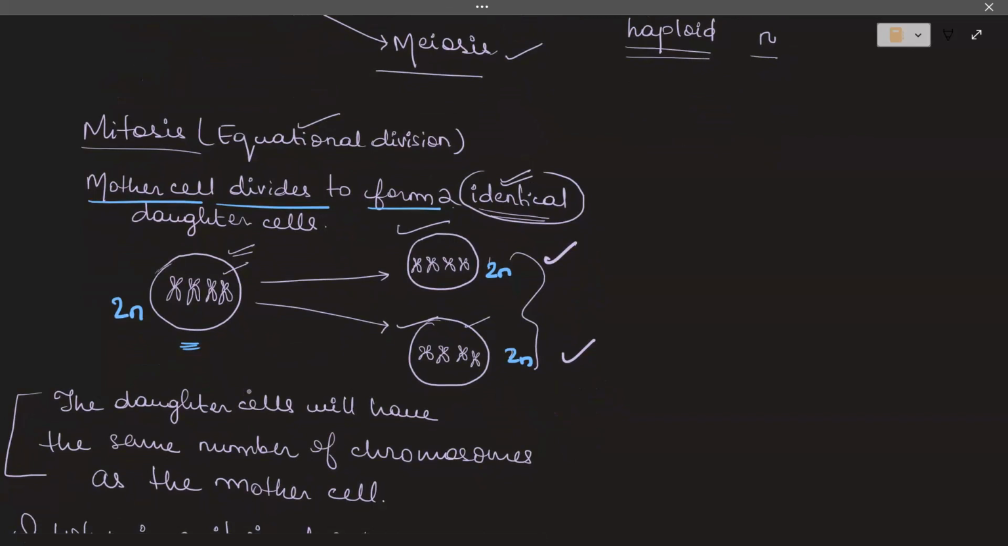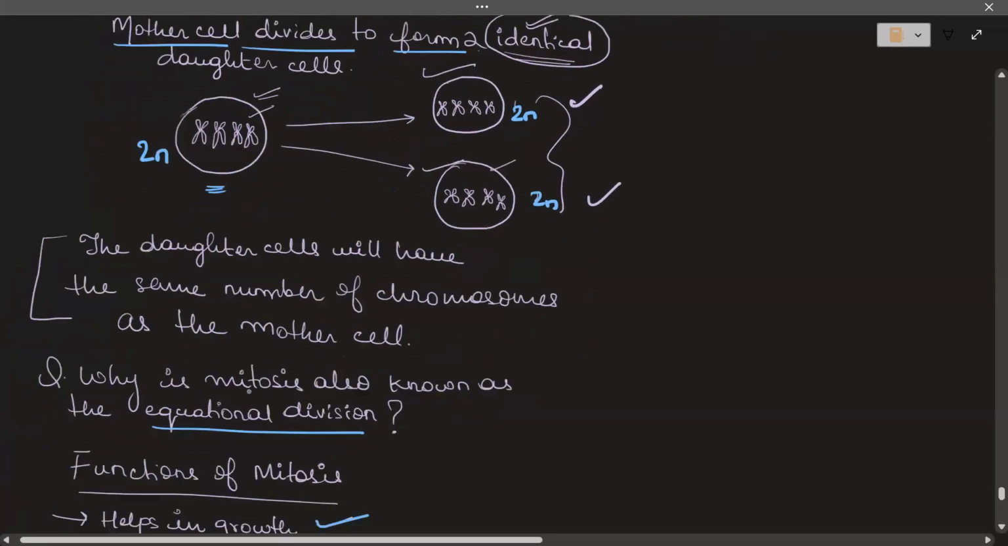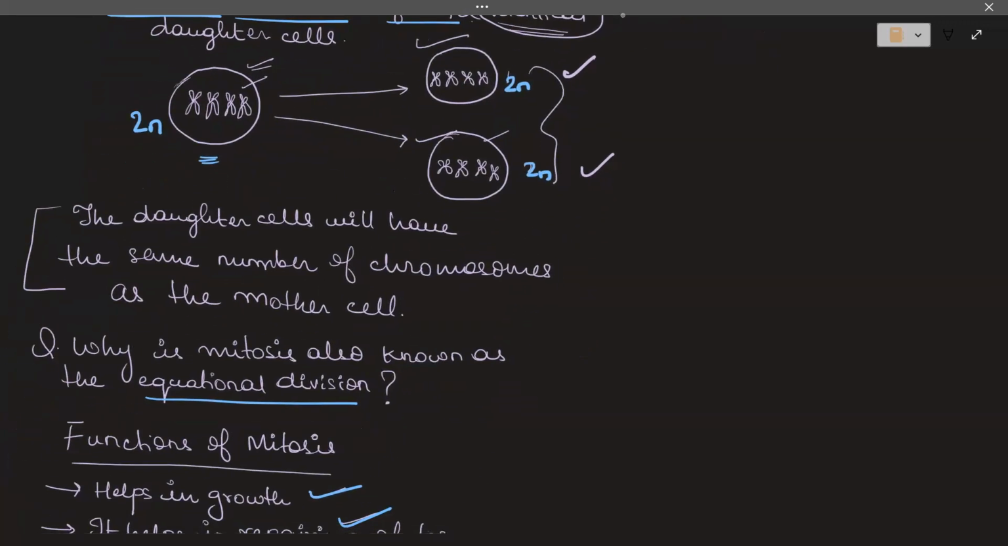See, mitosis is an equational division. What does it do? It forms two identical daughter cells. Identical means they would look like each other, be the same. So that is mitosis. Now, these two daughter cells that are formed will have the same number of chromosomes as the mother cell. Clear?